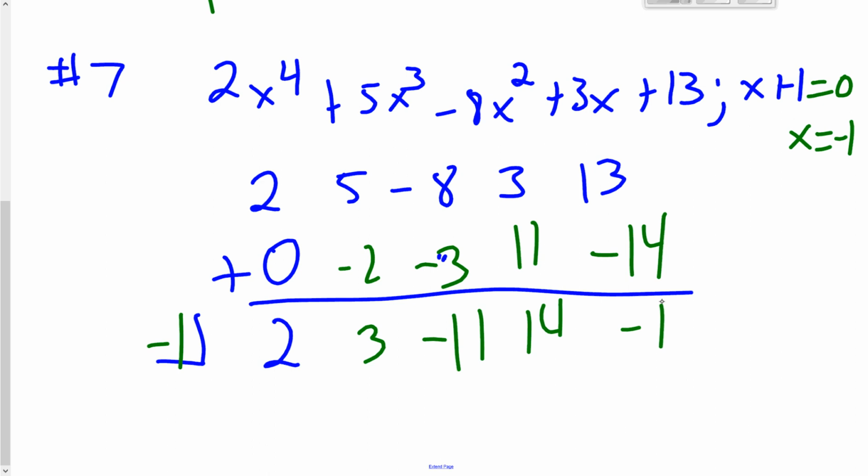So this is not 0. So that means it's not a factor. x plus 1 is not a factor.